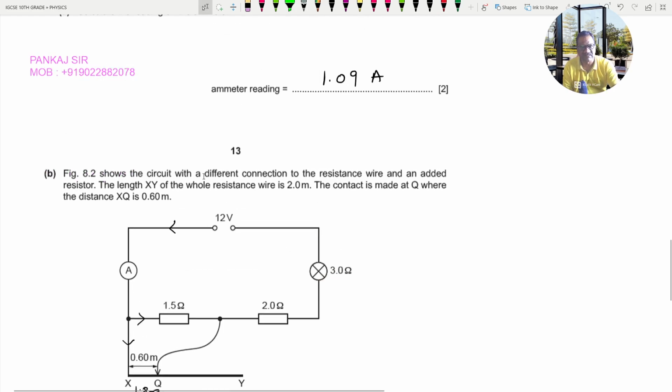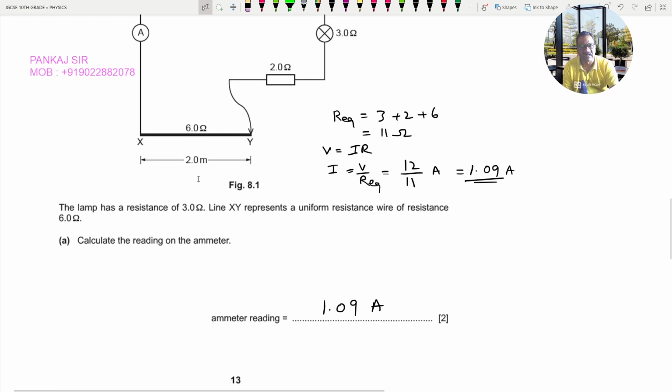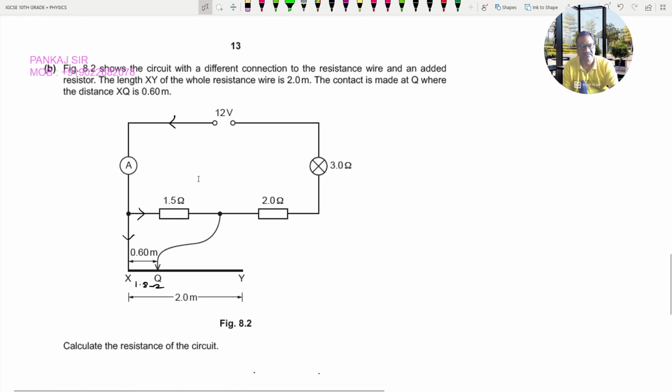Let me check, it was 3 and 2. Yes, 3 and 2 were already there, but then one more extra 1.5 ohm resistor has been added to the circuit, and this XY, which was 6 ohms, this 6 ohm was for 2 meter. Now the point Q has been chosen, and XQ length is 0.60 meter. You have to calculate the resistance of the circuit. So basically you have to calculate the equivalent resistance of the circuit.